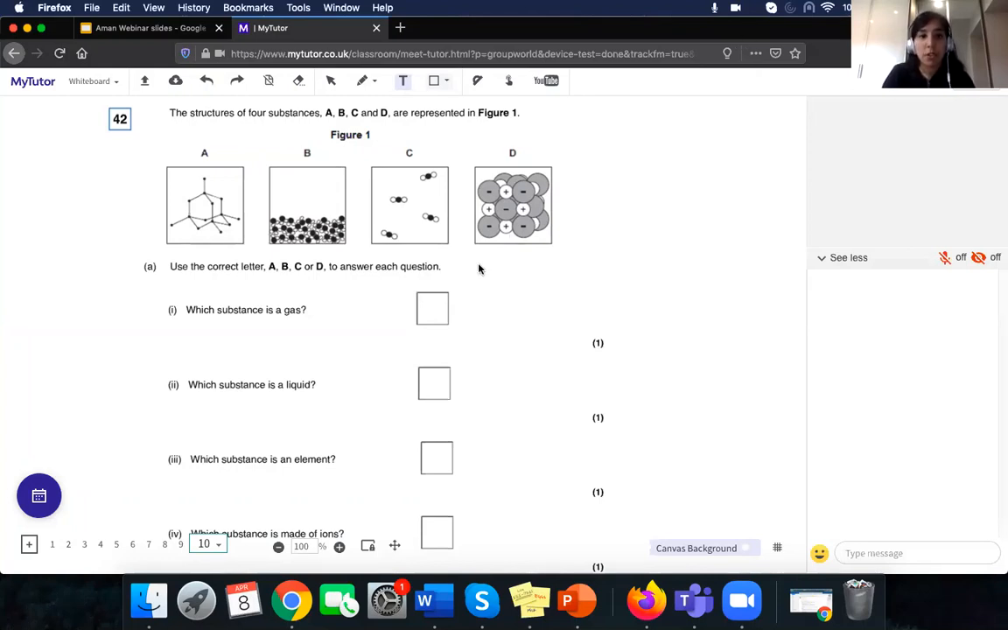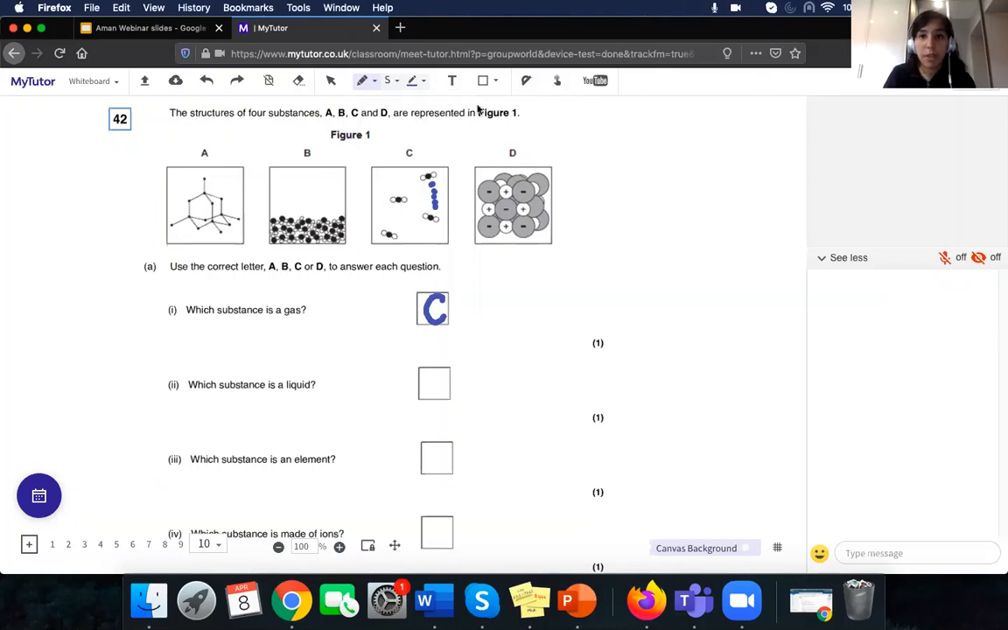Excellent, I've got lots of answers coming in. C, that is brilliant. So C is the gas, and the reason for that is there's lots of room between those particles. So we covered this on Monday with states of matter. There's lots of room between those particles. They can collide with the sides of the container and with each other. So this is our gas. Very well done. Which substance is a liquid?